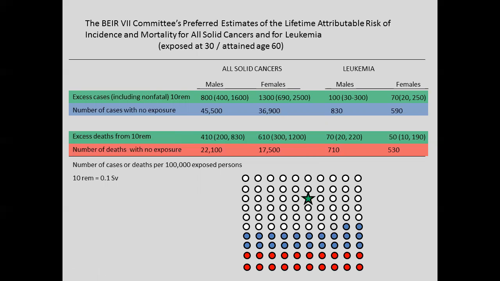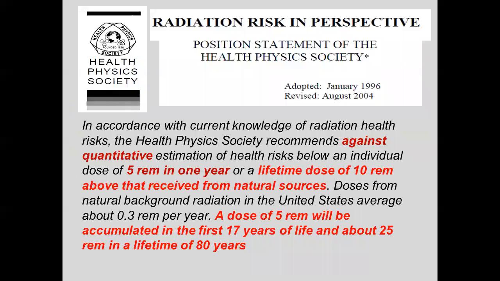So then we have to decide what is, as a society, an acceptable risk from radiation, looking at those percentages. And before we do this, I just want to say a couple things about the linear non-threshold. Its validity is controversial, okay? So the Health Physics Society recommends against quantitative estimation of health risks below doses of 5 rem, or lifetime doses of 10 rem, okay?